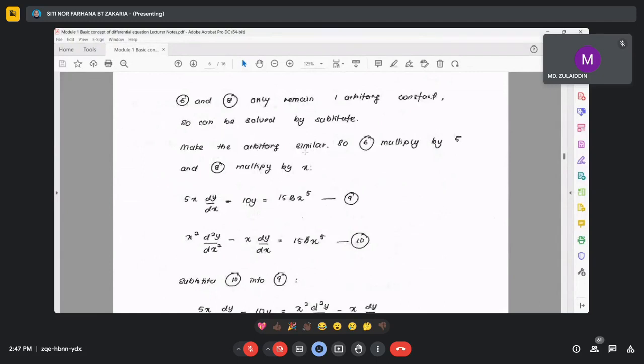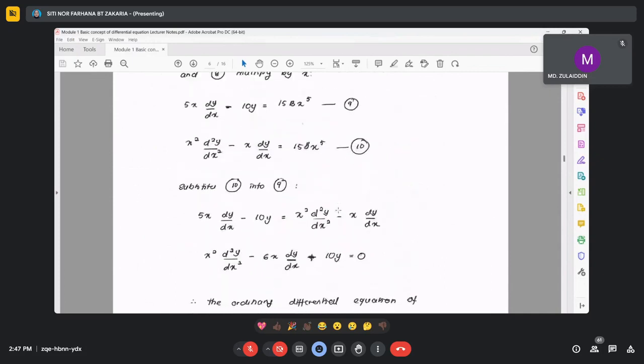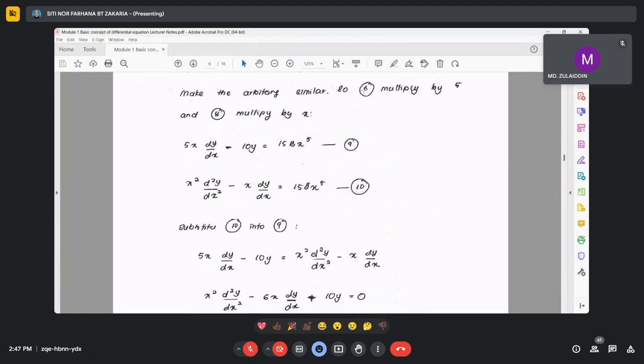So to remove the b, you can multiply 6 with 5 and 8 with x. So it will get similar elements, 15b x power of 5. Sorry, it's not 10. 6 when multiplied by 5, you will get this equation 9. 8 multiplied by x, you will get equation 10.